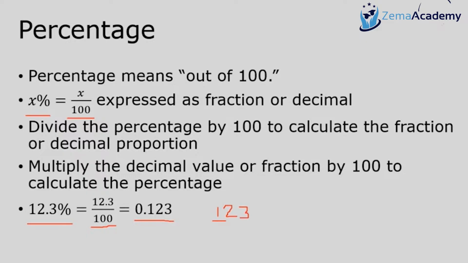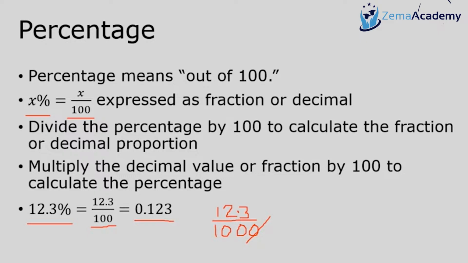Excuse me while I try and write that. Not the easiest with this. But then that's a really easy fraction to convert into a percentage, because I just knock that off and put a decimal point in there. And that becomes 12.3 over 100.